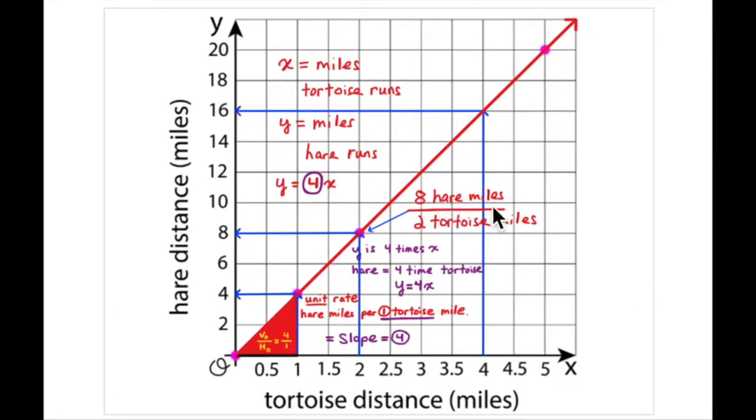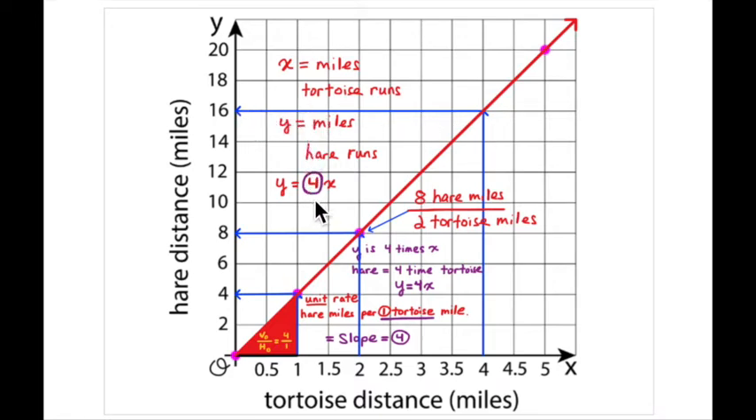So that's 8 hare miles for every 2 tortoise miles, or 4 hare miles for every 1 tortoise mile. So you go out here to 4. 4 times 4 is 16. So the tortoise runs 4 miles, and the hare runs 4 times farther.